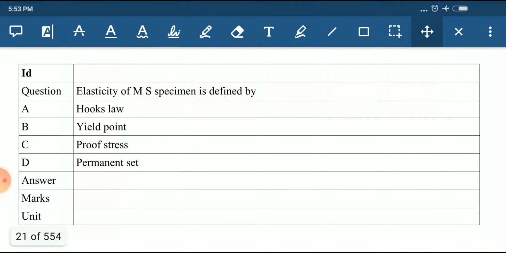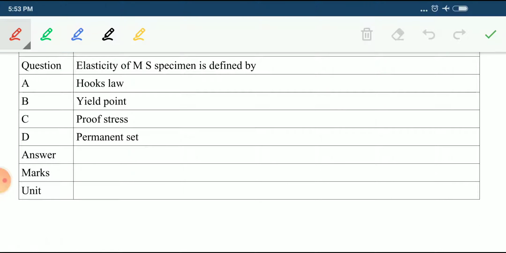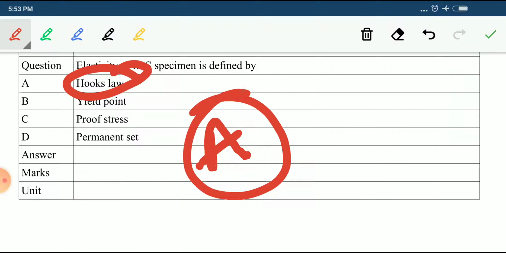Elasticity of MS specimen is defined by Hooke's law, yield point, proof stress, permanent test. Okay, means elasticity of MS specimen is defined by which law? That is Hooke's law. Answer A is the correct answer.